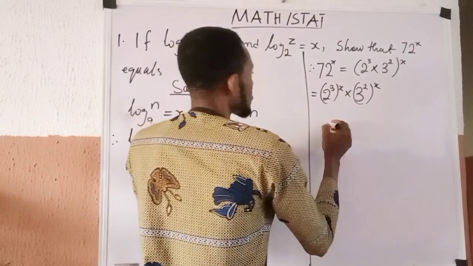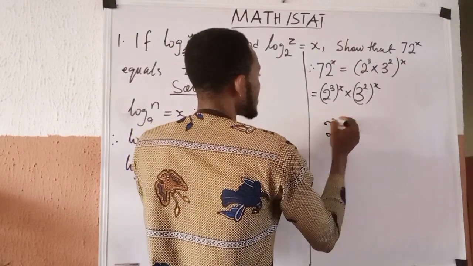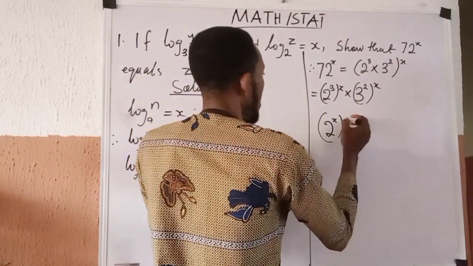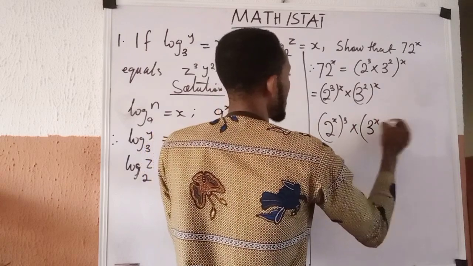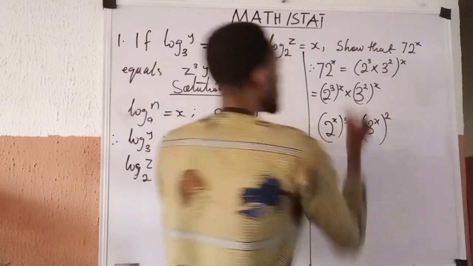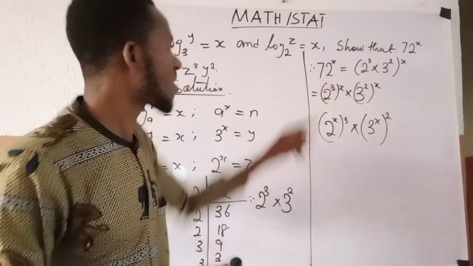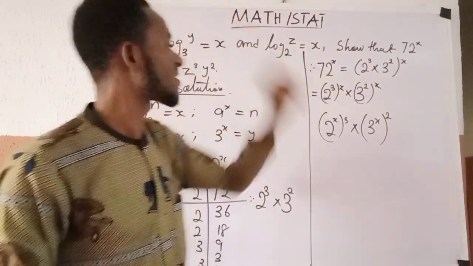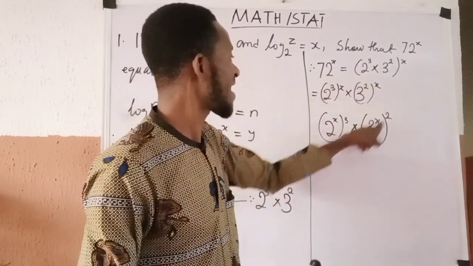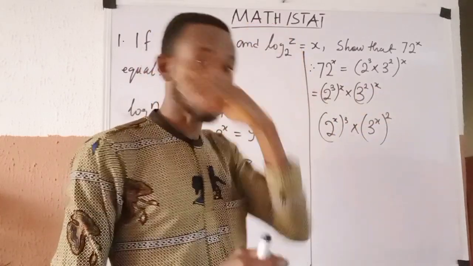I can say that this is 2 raised to power x, all raised to power 3, multiplied by 3 raised to power x, all raised to power 2. This and this are the same thing, because 3 times x and x times 3 will give us the same answer, and 2 times x and x times 2 will give us the same answer.